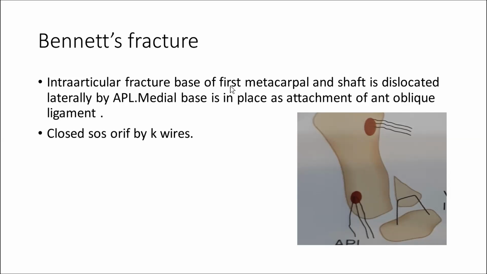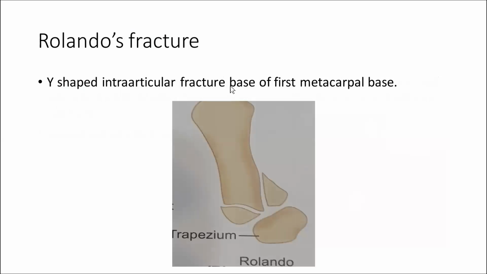This fracture can be reduced with slight traction and slight adduction, but it will displace again. So it requires fixation with K-wires. If it is an old injury, it might require open reduction and then fixation with K-wires. Another fracture is the Y-shaped intra-articular fracture of the base of the first metacarpal, called Rolando's fracture. If it is minimally displaced, plaster can be given, but if it is grossly displaced, again K-wire fixation has to be done.